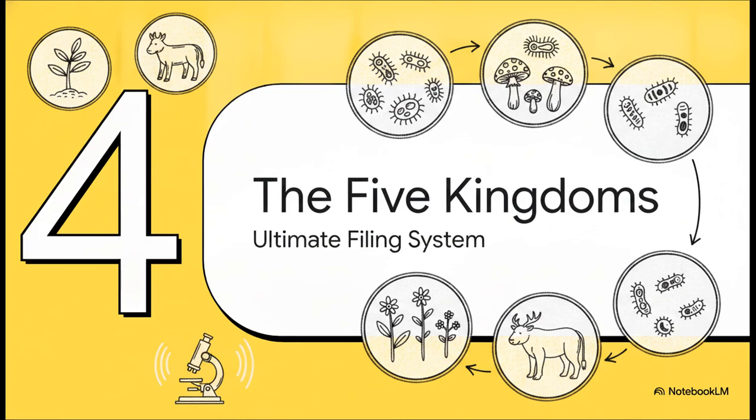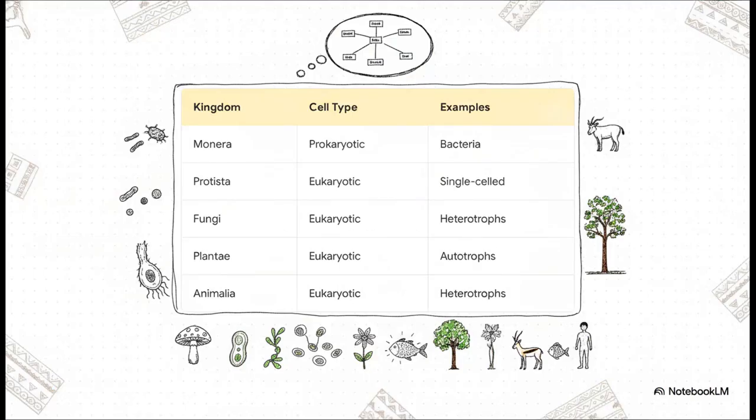Okay, section 4, the 5 kingdoms, the ultimate filing system. So originally, Linnaeus created a super simple 2-kingdom system. You had plants and you had animals. Done. But as microscopic technology got better, scientists started zooming in and realized, wait a minute, a lot of organisms simply don't fit into those 2 buckets. They needed a better system to account for complex cell structures and how these organisms were actually getting their food. Enter Robert Whittaker. In 1969, he proposed this brilliant five-kingdom classification.